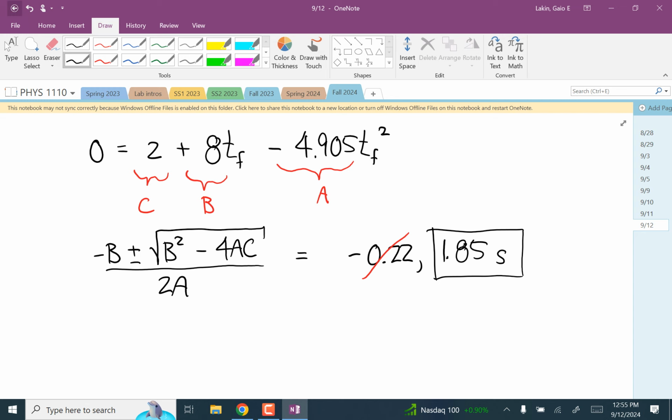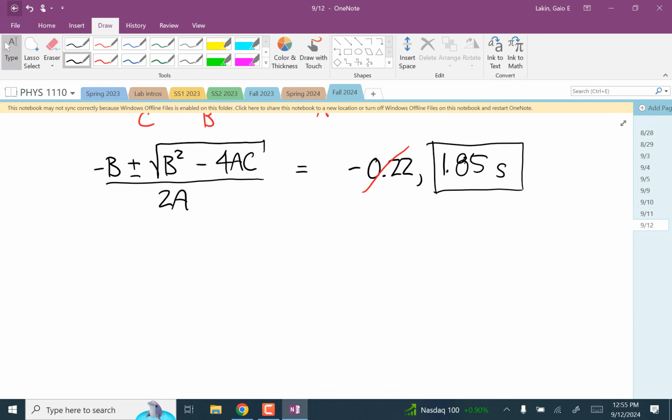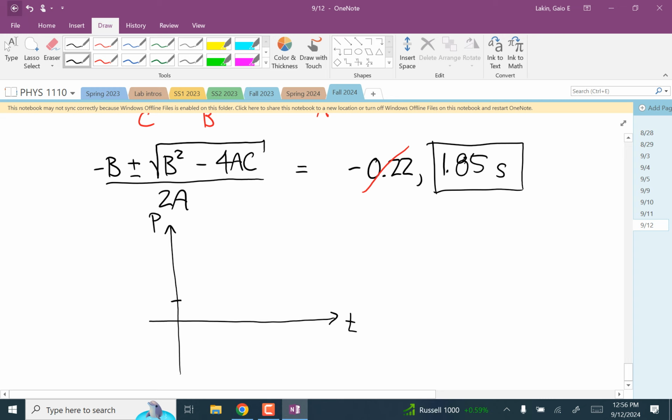Okay? Anybody have any questions about that? And what does that negative 0.22 mean? Well, if you think of a position versus time graph of this motion, this thing starts at 2 meters at time equals 0, and constant acceleration motions for free fall in 1D always look like parabolas.